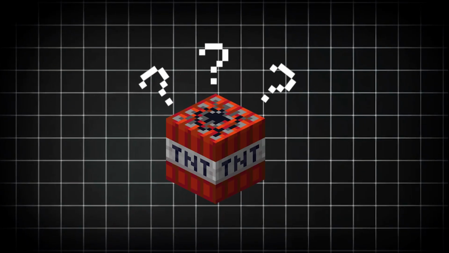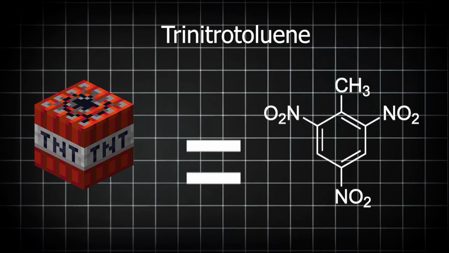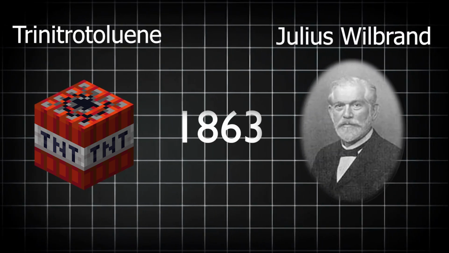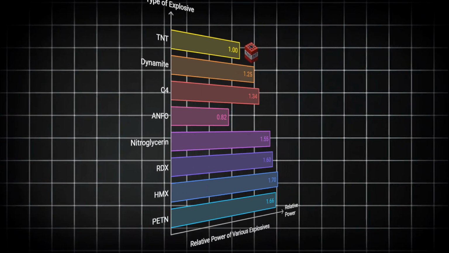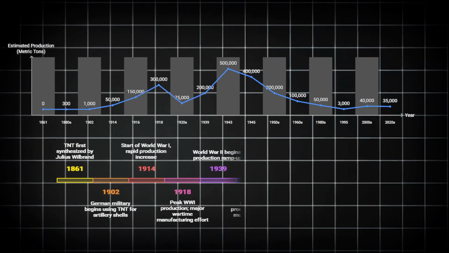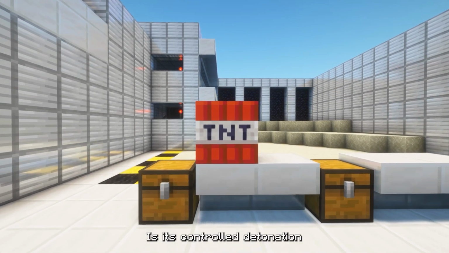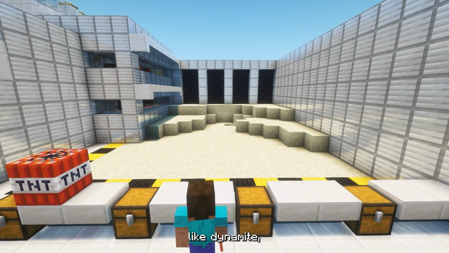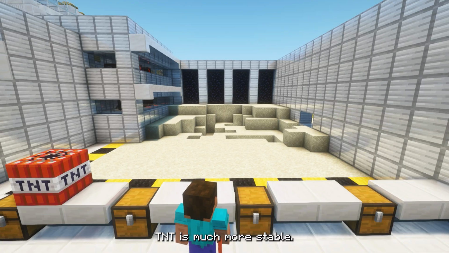So, what exactly is TNT? Short for trinitrotoluene, it was first synthesized in 1863 by a German chemist named Julius Wilbrand. While it's not the most powerful explosive, it quickly became very popular for its stability and ease of transport. What makes TNT special is its controlled detonation. Compared to other explosives like dynamite, which can detonate just from a jolt or heat, TNT is much more stable.